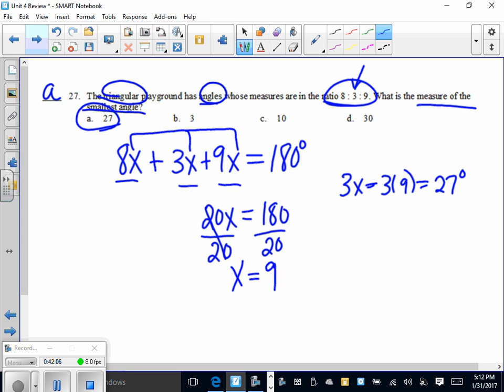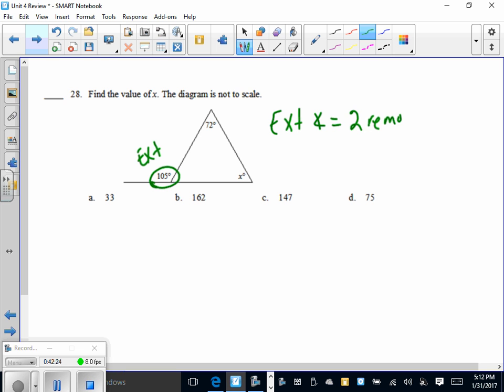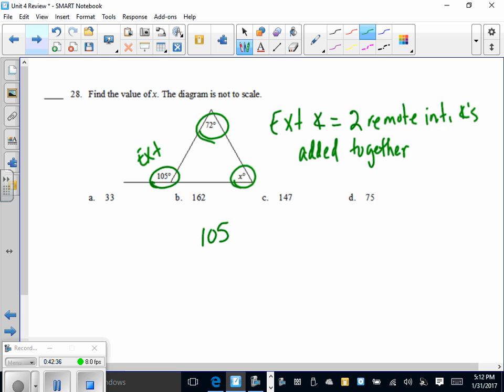If you want to know the other two angles, you'd say 8 times x, or 9 times x. Okay? Number 28. Find the value of x. 105 is an exterior angle, and remember the exterior angle is equal to the sum of the two remote interior angles. So we add x and 72, so 105 is equal to 72 plus x. All I'm really doing is subtracting 72. So 105 minus 72 is 33 degrees, which equals x. So the correct answer is A.